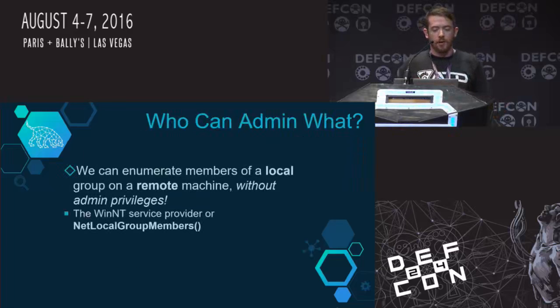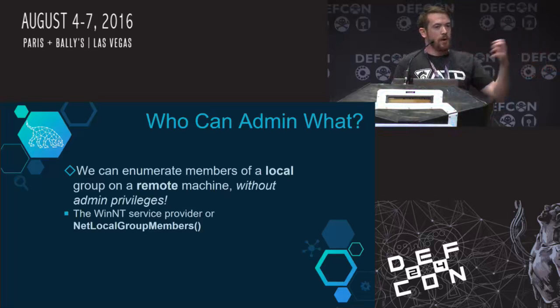Next, who can admin what? This is the craziest thing to me. I love this. So as an unprivileged user, we can enumerate the members of a local group on a remote machine without needing administrator privileges on that remote machine. There were a couple of tools out there that did this. I weaponized it in PowerView, and we use this function specifically on almost every single engagement. There are 2 ways you can do this. You can use the WinNT service provider, which is a remnant of NT domain deployments, and you can also use this particular NetLocalGroupGetMembers call.